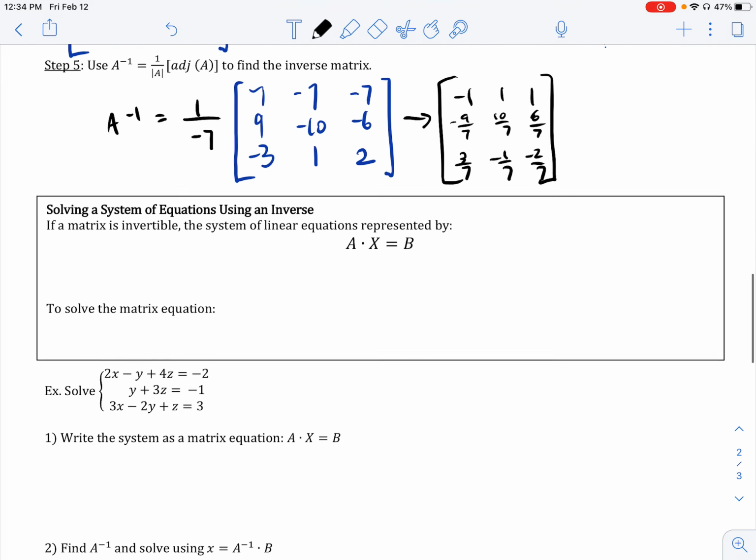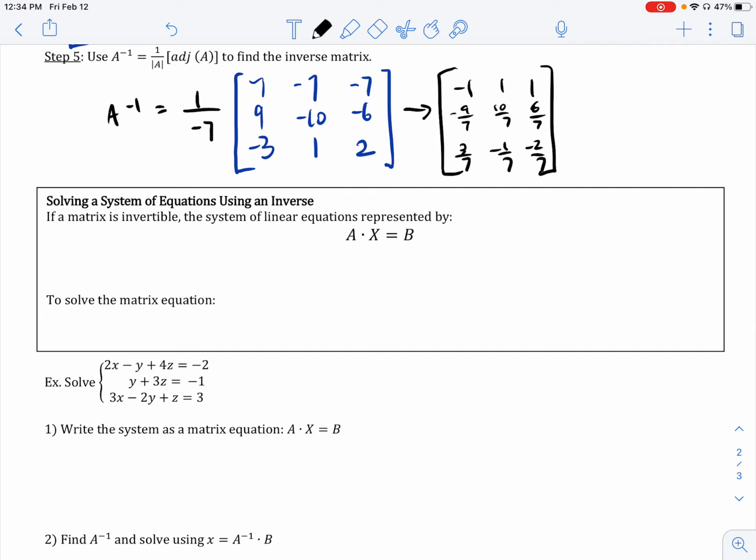So the final thing that I want to finish up with is, now that we know how to find the inverse of a matrix, what on earth do we use it for? Well, we use it to solve a system of equations using an inverse. This is just another way of solving a system. So if a matrix is invertible, then that system of linear equations is represented by the following, where A, let me write all this out.